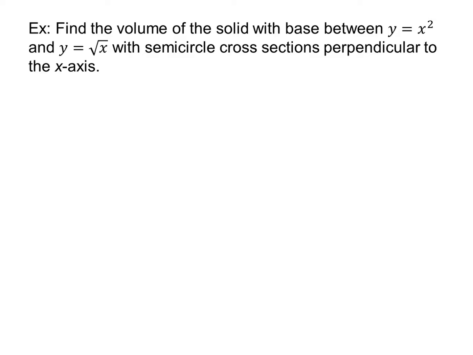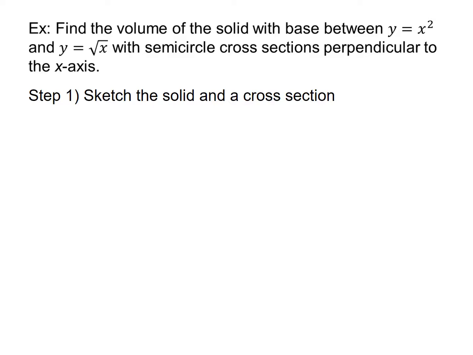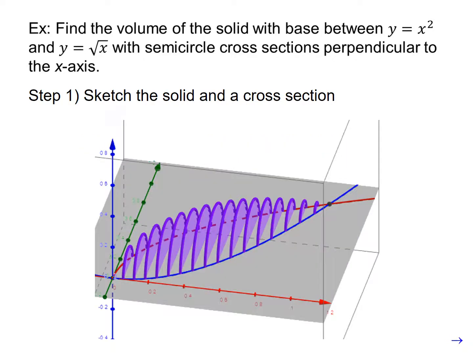Okay, so we'll take a look at an example here. We want to find the volume of a solid with the base between y equals x squared and y equals the square root of x, with semicircle cross sections perpendicular to the x-axis. So that's a lot of information to take in. That's why it's a good idea to create a sketch. So that's our first step. And if you want to go and check out this website here, take a look and you can experiment around with what this would actually look like in this case. You'll find that it looks something like this. So we have this region between y equals x squared and y equals root x, and the cross sections are these semicircles.